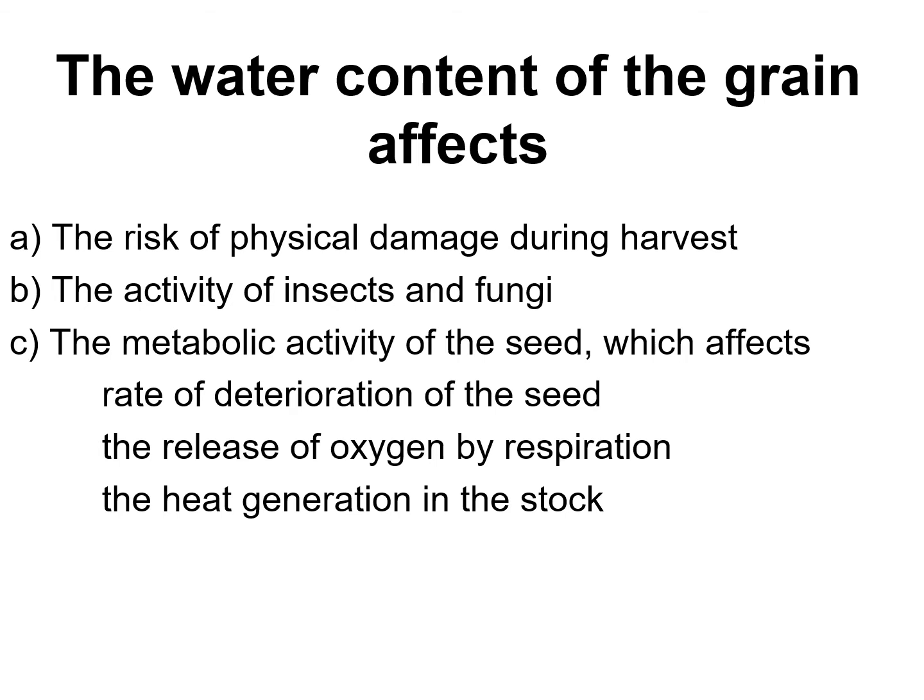The water content of the grain is the main factor to consider for the decision of the time of harvest and to ensure safe storage of the grains. The water content affects the risk of physical damage during harvest, but also the activity of insects and fungi. And more important, the metabolic activity of the seed, which affects the rate of deterioration of the seed in storage, the release of oxygen by respiration, and the heat generation in the stock during storage.